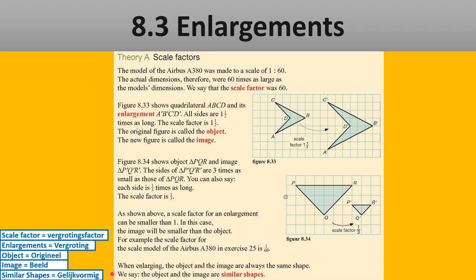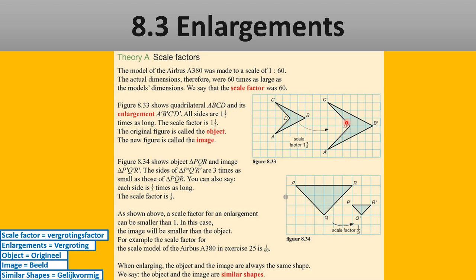When enlarging, the object and the image are always the same shape. We say the object and image are similar shapes, or in Dutch, if you like, gelijkvormig. Ze houden dezelfde vorm. They only are being enlarged or sometimes being shrunk, right? But they don't change shape. This line is still a straight line here. And all the lines are on the same place, you could say. They are connected the same way as they were first.